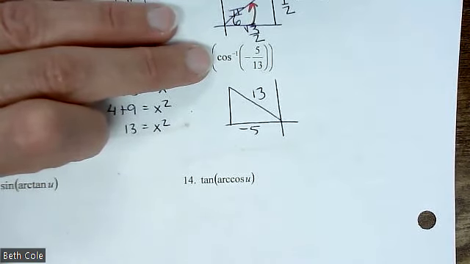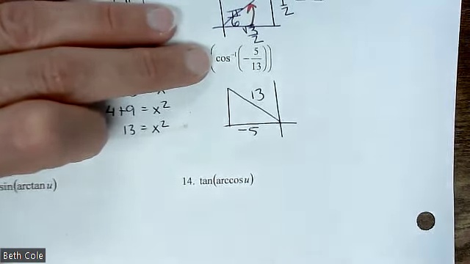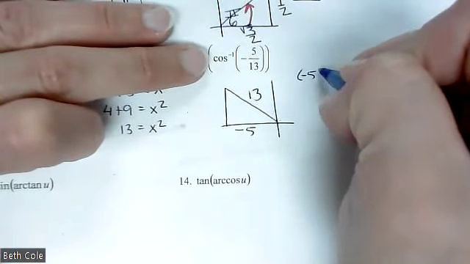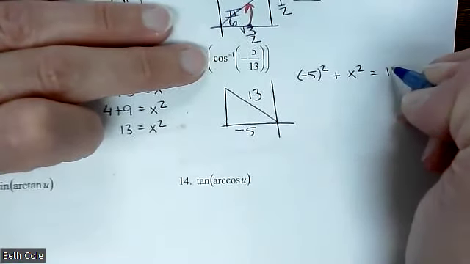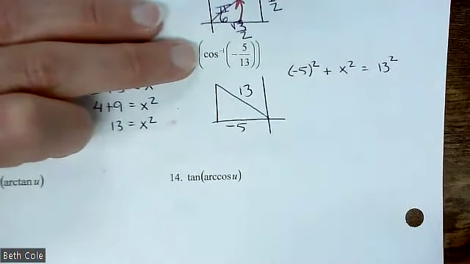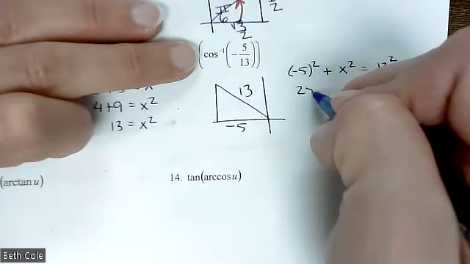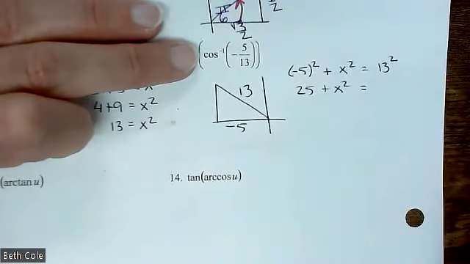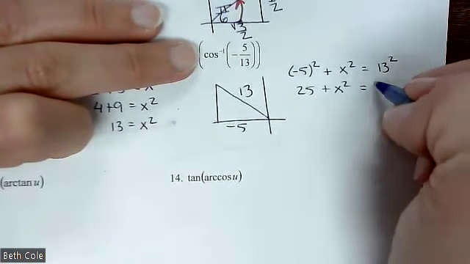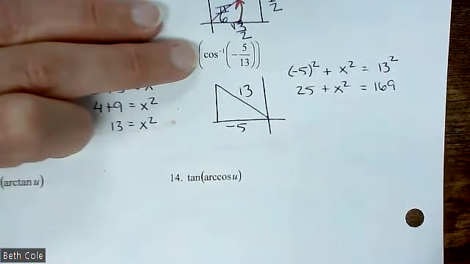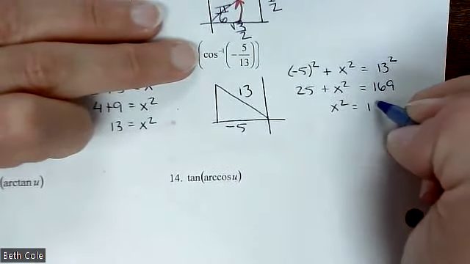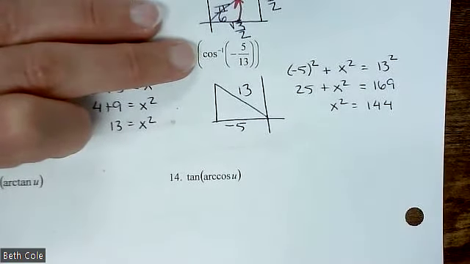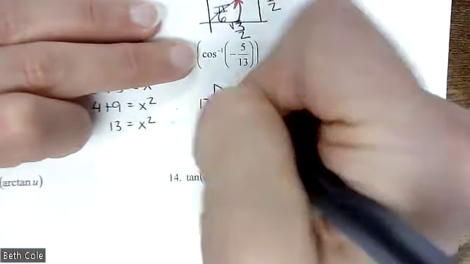What is it? Anyone want to give it a guess? Okay, that's all right. We're going to do the Pythagorean theorem. -5 squared plus x squared equals 13 squared. That will be 25 plus x squared equals, do you know this one? 169. Subtract 25, what's that going to be? 144. Square root of 144 is 12.